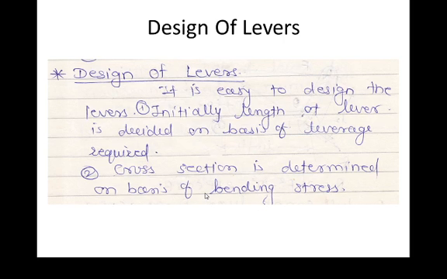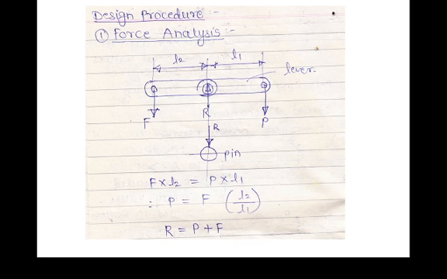Initially, the length of the lever is decided on the basis of the leverage required, and the cross section is determined based on the bending stress. Now let us see what the different design processes are for the forces. Now let us see the load arm and effort arm. Then load and effort are shown here. R is nothing but the reaction at the fulcrum.